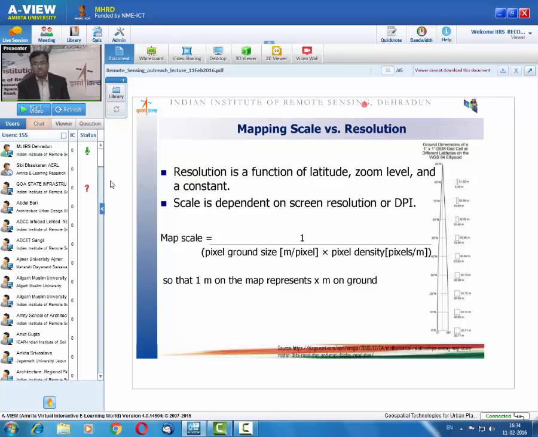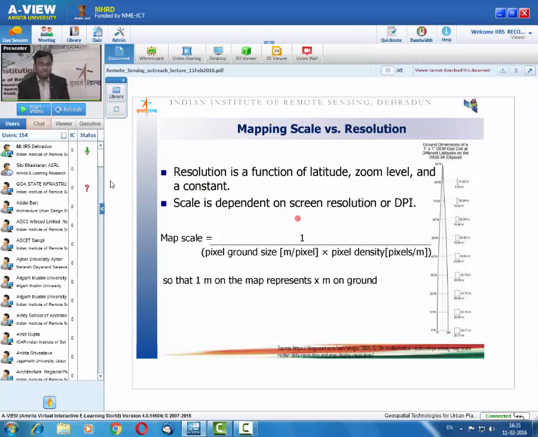Often the question arises of mapping scale versus resolution. You see on the right-hand side one pyramid here. Normally the spatial resolution is also a function of the latitude. The higher the latitude, there will be overlaps and the resolution goes coarser. And normally the map scale is a function of pixel ground size and the pixel density. Basically, resolution is a function of latitude, zoom level and a constant.